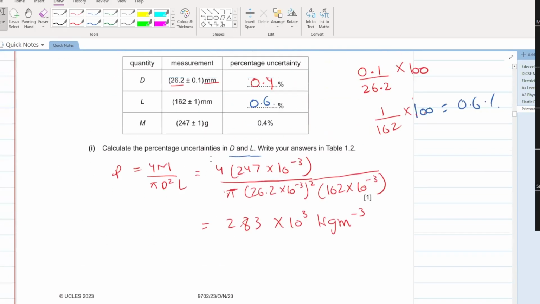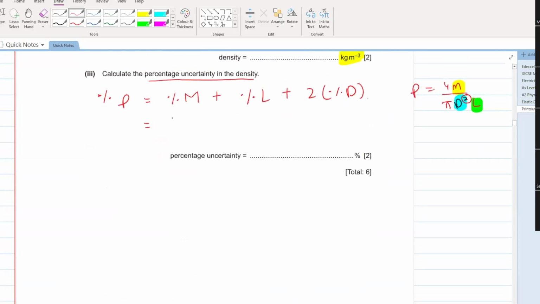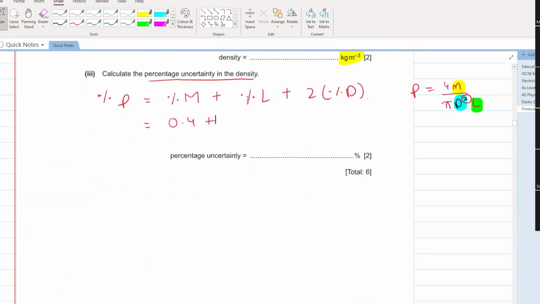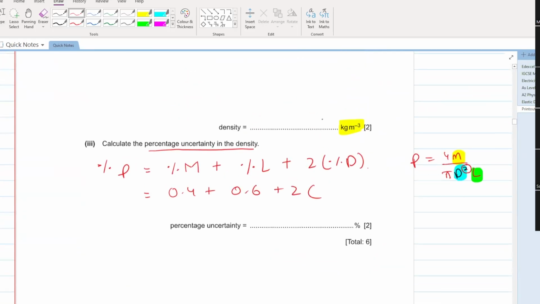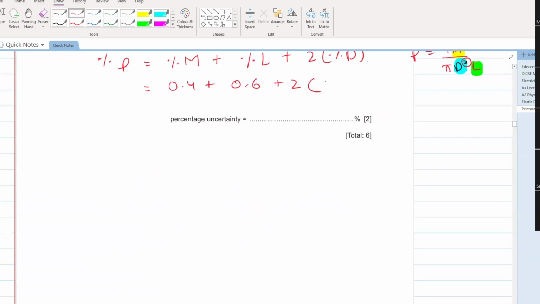What is the percentage uncertainty of mass? 0.4. The percentage uncertainty of mass is 0.4. What is the percentage uncertainty of L? The percentage uncertainty of L is 0.6. Perfect. What is the percentage uncertainty of D? The percentage uncertainty of D is 0.4. Perfect. Multiply this as well.